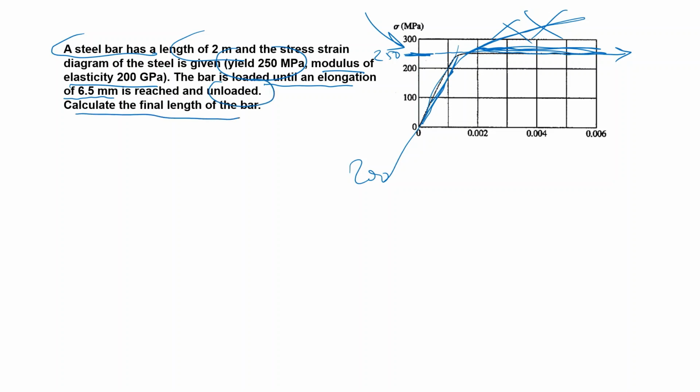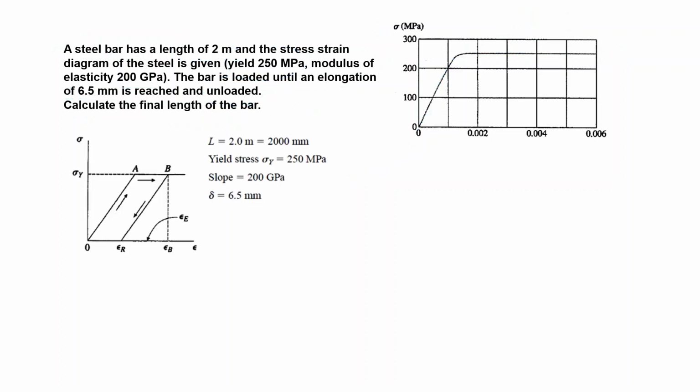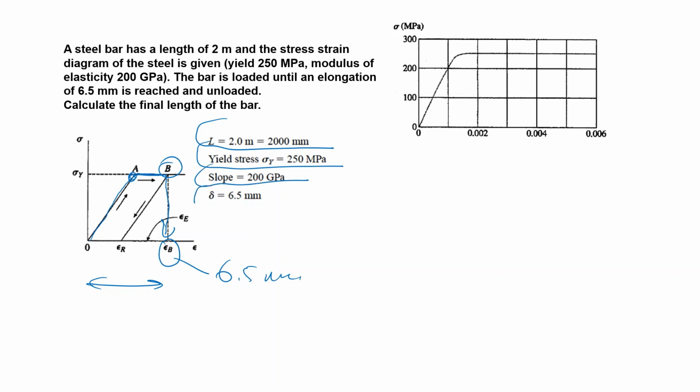Calculate the final length of the bar. You see, during unloading, some part of the strain is released, then we will have a final length. First, apply, reach 250 and move to point B and reach this epsilon B. Epsilon B corresponds to 6.5 millimeters. Length, yield strength, elastic modulus, and the delta.